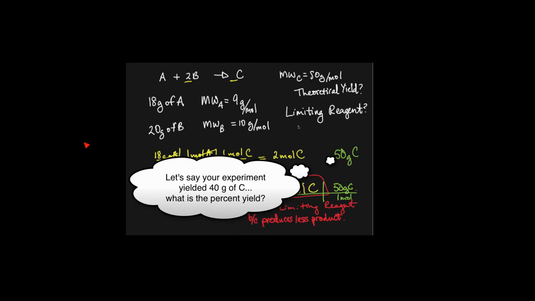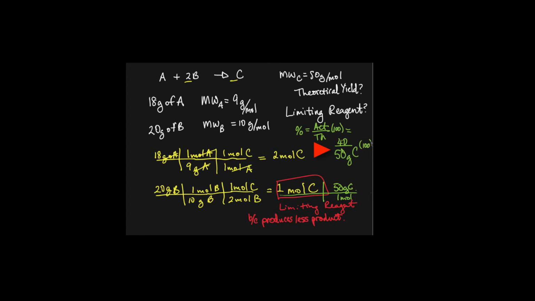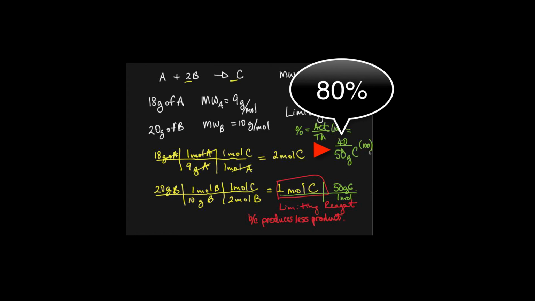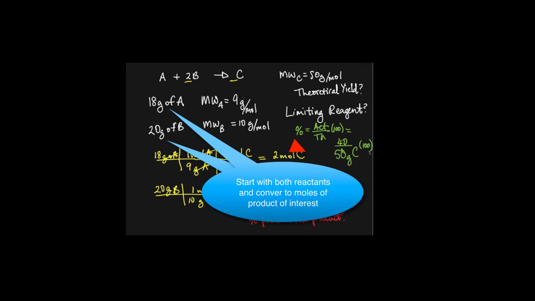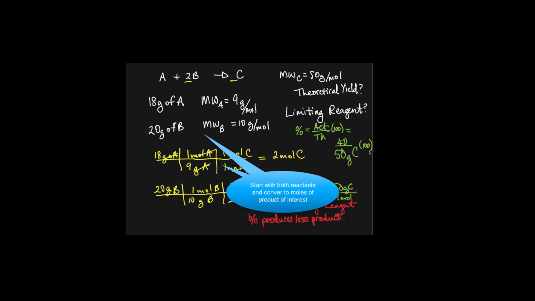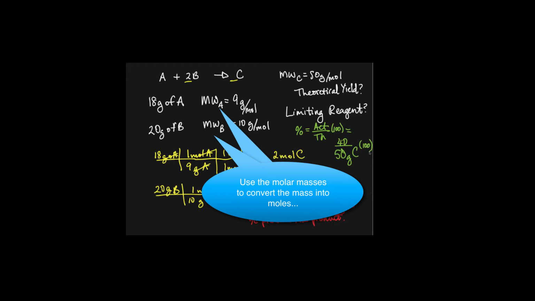You could find a percent yield, and that would be actual over theoretical times 100. So what you would do in this case is 40 divided by 50 times 100. Okay? And I scrunched it all in there. But I think you can still make out what I'm doing here. Do you have any questions?